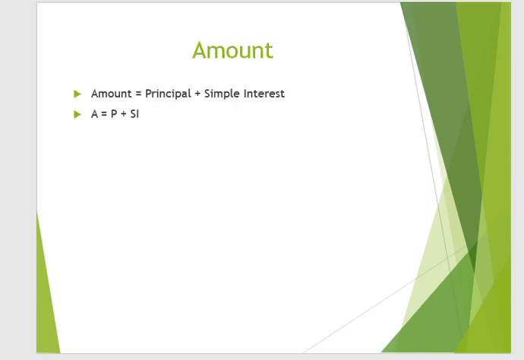Now there is one more term, which is amount. Amount is nothing but the principal borrowed plus the interest paid. So it will be the total of principal borrowed and interest paid, and it is denoted by letter A, and the formula is amount equals principal plus SI. I hope it is clear. All the formulas are clear to you.